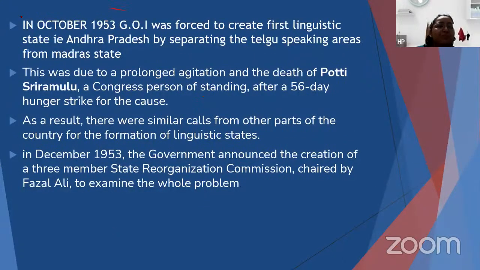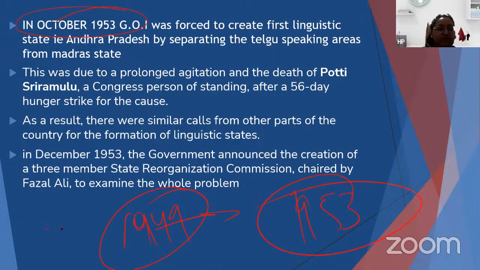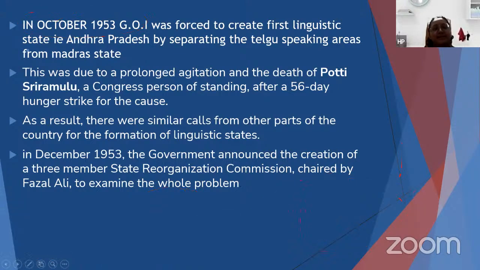Now, in October 1953, the committee submitted its report in 1949 and then it comes to 1953. Okay, so we have 3 years over here. In 1948, two commissions were set up. In 1949, it submitted its whole report and then it goes to 1953. Now what happened in 1953? The Government of India was forced. Why was it forced? The Government of India was forced to create the first linguistic state. And the first linguistic state was Andhra Pradesh.